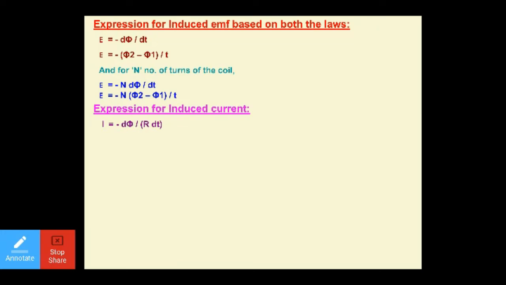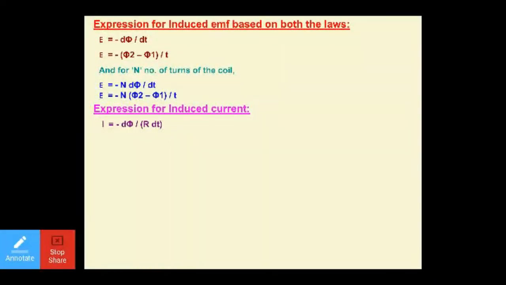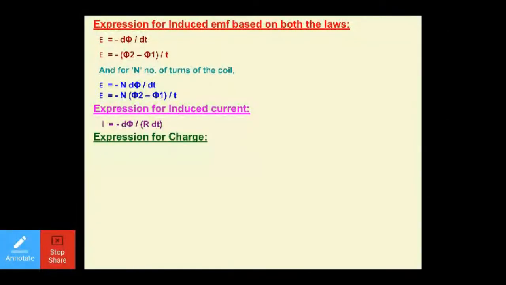Expression for induced current, let's talk about it. You already know E is equal to IR. So I is equal to E upon R, and the value of E is already there with you, that is minus n d phi by dt, or minus d phi by dt. So I is equal to E upon R, and the value of E is minus d phi by dt divided by R. Expression for charge: you already know I is equal to dq by dt, that is equal to minus d phi by R dt. dt and dt will be cancelled on both sides. So dq is equal to minus d phi by R.